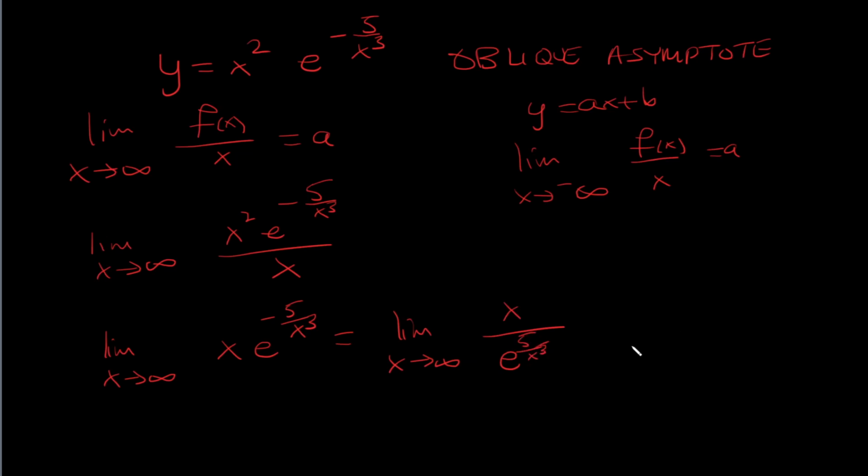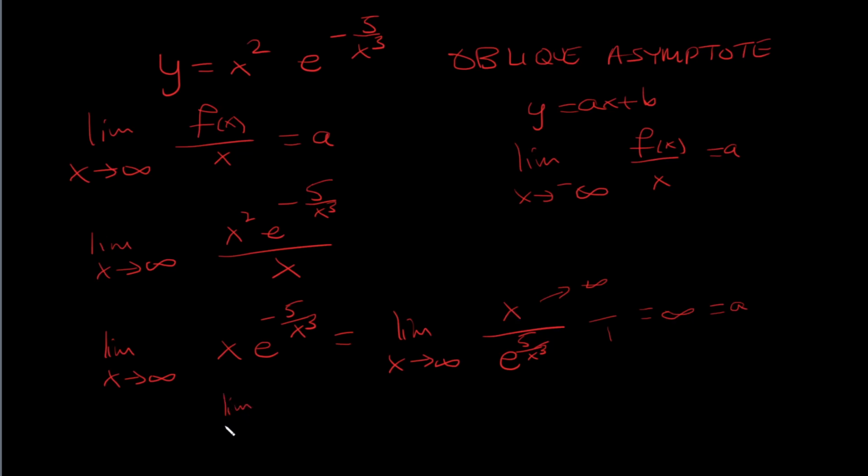And this is a good way to do this without doing anything complicated, is to think of it logically. What happens as x goes to infinity? Well, x goes to infinity. So this goes to infinity. What happens to the bottom here? Well, x cubed goes to infinity. 5 over x cubed goes to 0. And so e to the 0, that's going to go to 1. So you basically have infinity over 1. So this thing is going to go to infinity. So what that means here is that a is infinity. Well, that doesn't make sense, because infinity is not a number, so that can't happen.